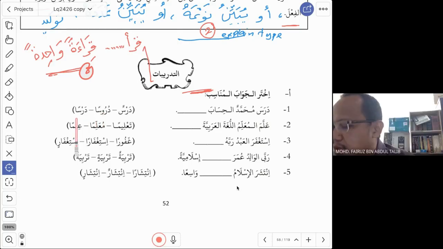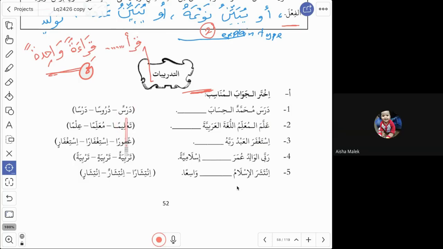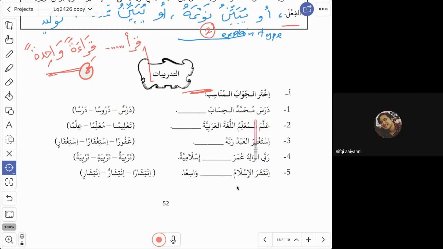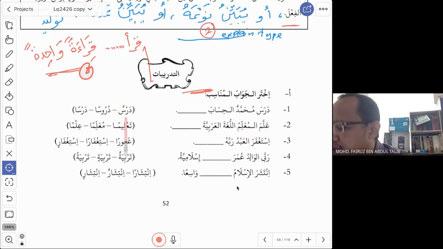Darsan. Okay, what about the first one? Is this correct? No, almost, but no, because it is not mansub. But the word itself, is it a masdar for darasa? Yes, this is the masdar. So this can be correct, but you need to change to fathah. You need to say darsan. So this one is no.